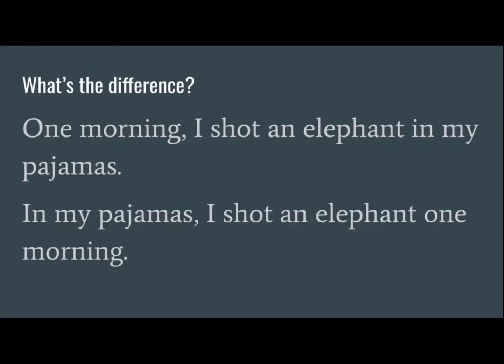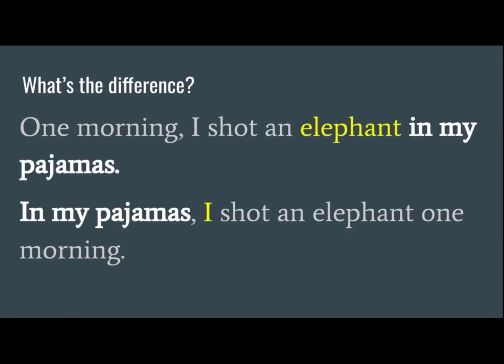What's the difference between these two sentences? One morning, I shot an elephant in my pajamas. In my pajamas, I shot an elephant one morning. The modifier is in my pajamas. The question is, who is wearing the pajamas? In the first sentence, the elephant is wearing the pajamas. In the second one, a human is wearing the pajamas.